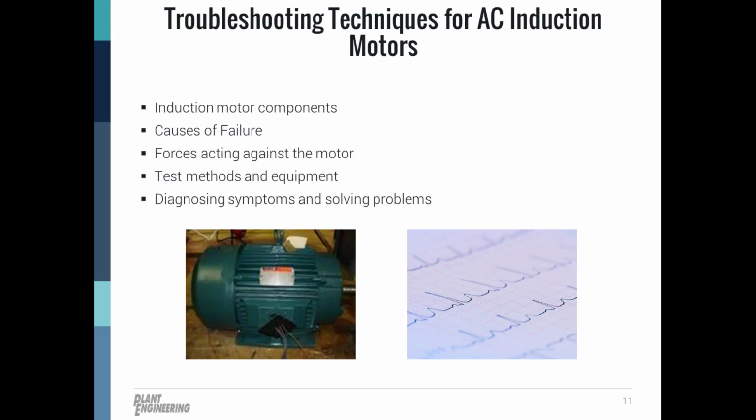I'll start by covering some basics and then causes of failure, followed by forces acting against the motor. And then Ronnie's going to take over and cover test methods and equipment that can be used, and then diagnosing symptoms and solving problems, including various real-world examples along the way.